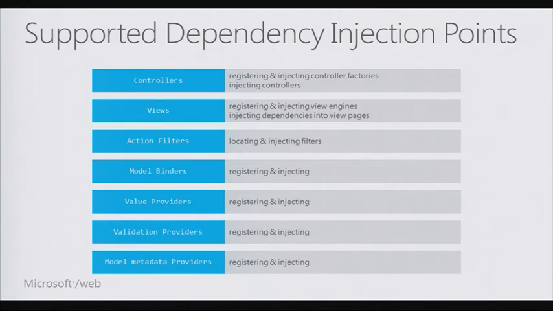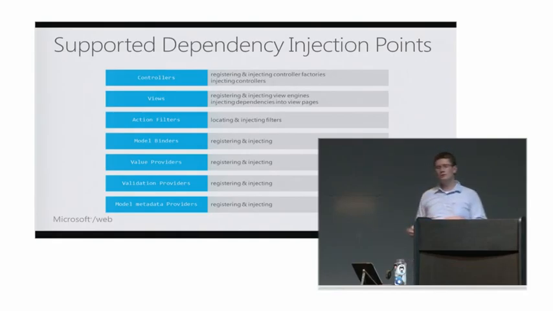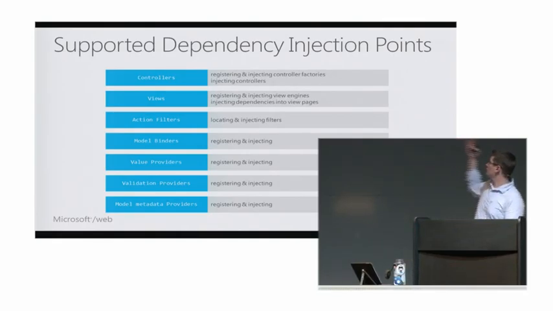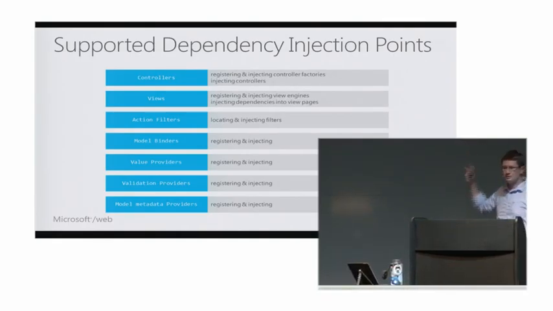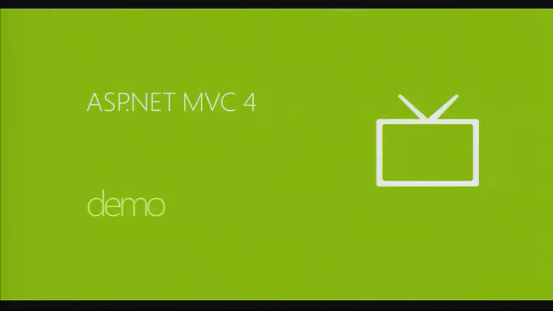You can go through model binders, value providers, validation providers, model metadata providers. And what all this does is allow you to insert mocks or faked-out versions of these things so you can easily test your code. So we have quite a few, and there's more coming. No promises on anything, but we are listening to the community about where we need more supported dependency injection points as well. So let's go ahead and do a quick demo of MVC 4.